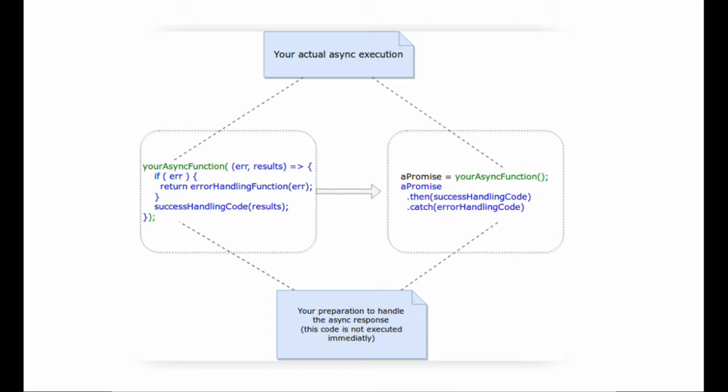In regards to the structure, the first one simply sets up a callback to be called by your asynchronous function once it's done, right? While on the right side, you get the same effect. Your first line executes the asynchronous function, and the second one simply sets up the callbacks, one for the success and one for the error.